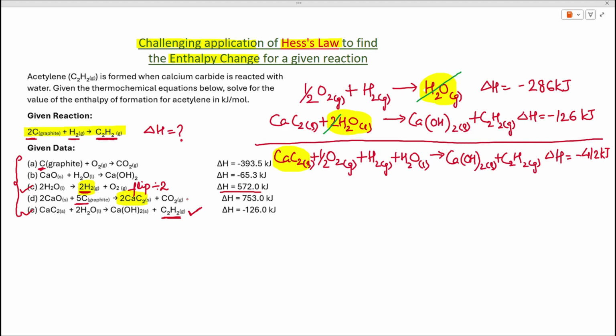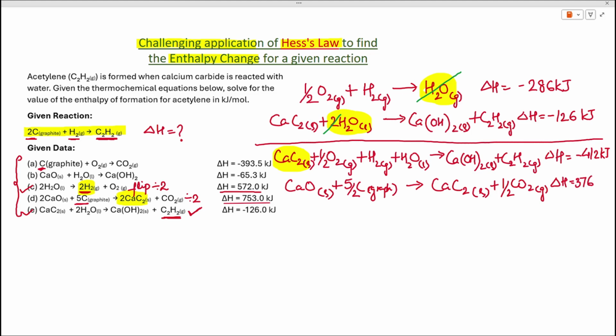So to change it into 1 mole, we need to divide this equation by 2. Let us put it down after dividing it by 2. So we have calcium oxide, which is solid, plus 5/2 carbon, which is graphite, and that gives us calcium carbide, which is solid, plus half CO2, which is a gas. And now delta H for this, we need to divide this value by 2, so we get 376.5 kilojoules.